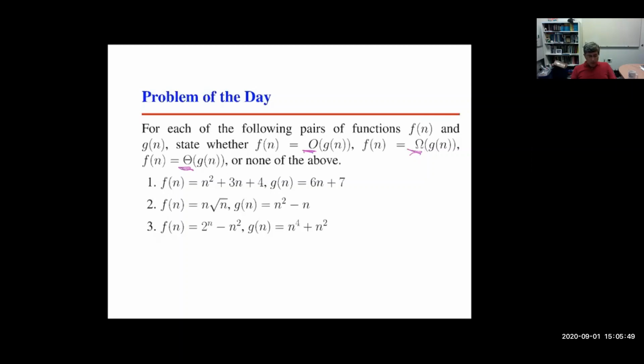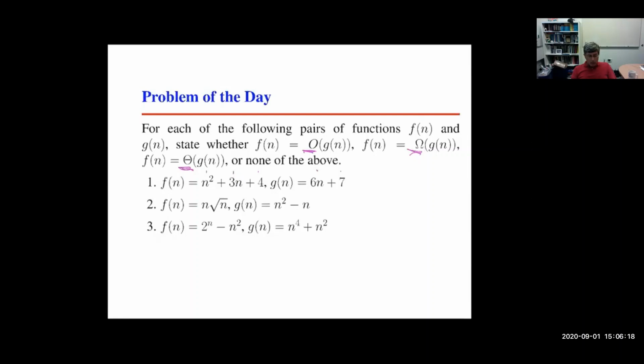So if we think about it, what is the first question asking me? The first question is asking me how f of n, which is n squared plus 3n plus 4, relates to 6n plus 7. Now, the first rule that I would like to say, we'll talk about dominance a little later today, is that the higher degree polynomial dominates things, okay?